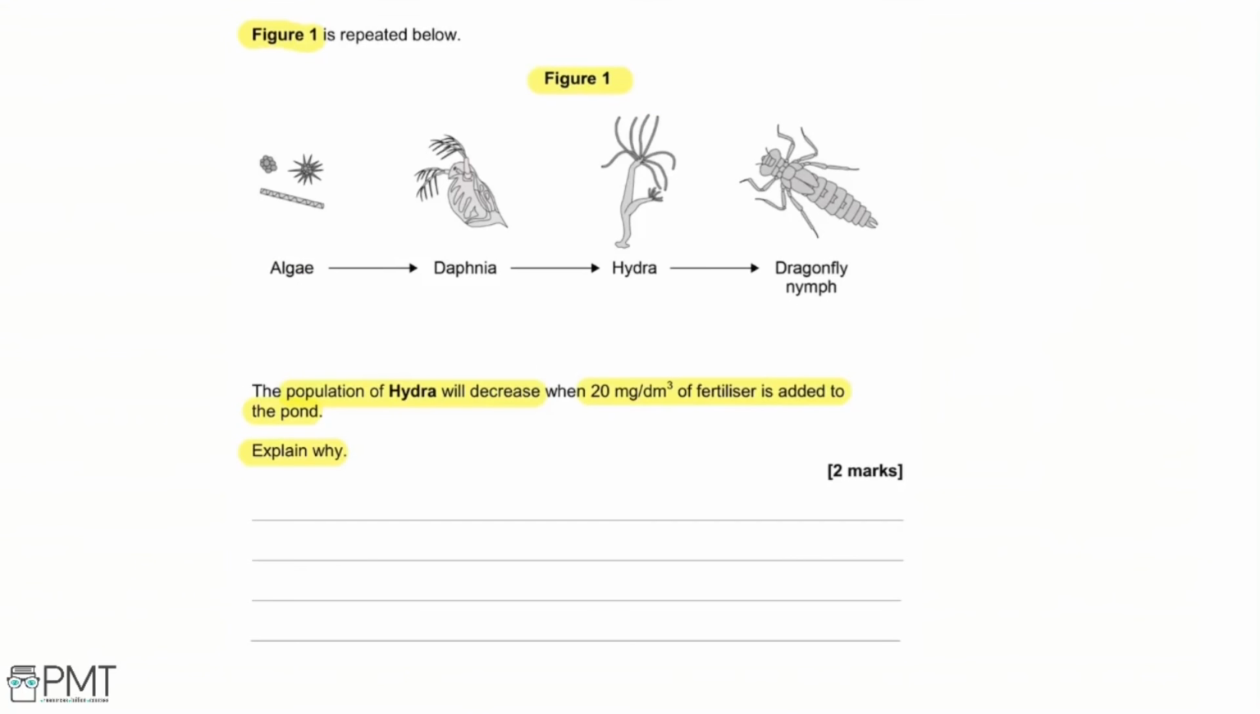Then we can have a look at our food chain. So the algae is what's feeding the Daphnia and maintaining that population. The Daphnia is then feeding the hydra, and the hydra feeds the dragonfly nymph. And we know that at 20 milligrams per decimetre cubed of fertiliser, the population of Daphnia is very low, and this means that there's less food for the hydra, and so that explains why the population is going to decrease.